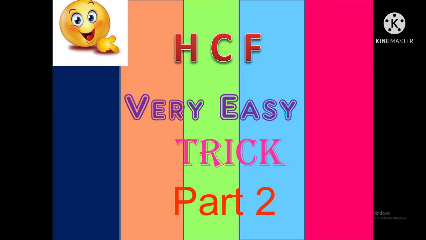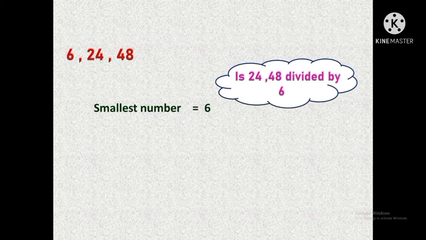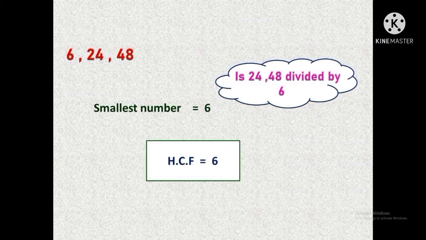So first we are going to find the HCF for the numbers 6, 24 and 48. For using this trick, the first step is to find the smallest of these three numbers. The smallest of these three numbers is 6. Let us take a note of that. Second, we have to find whether this smallest number divides the other two numbers. In other words, whether 24 and 48 are divided by 6. Yes, right? Because 4 sixes are 24 and 8 sixes are 48. So, the HCF is the smallest number 6 only.